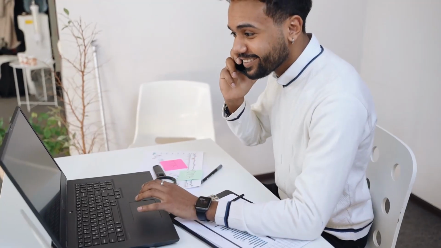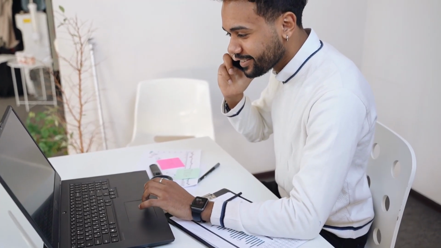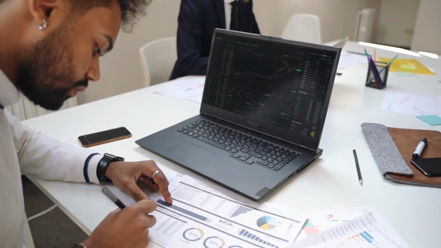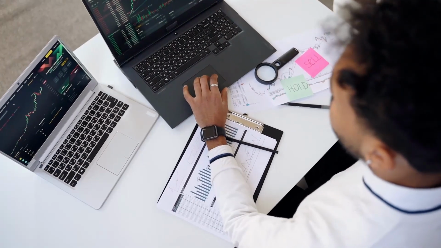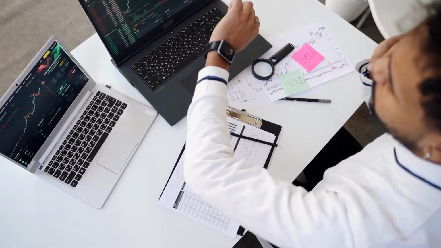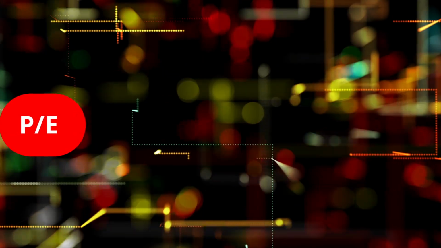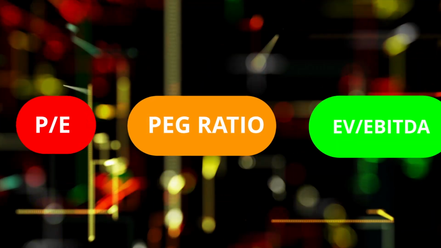Most investors make a fatal mistake. They look at a low P/E ratio, think they found a bargain, and hit the buy button. But months later, they're down 30%. Why? Because the P/E ratio is a trap if you don't know its blind spots. Today, I'm showing you the professional 3-step framework to find the real value of a stock. We are moving from the basic P/E to the growth-adjusted PEG, and finally to the ultimate debt detector, EV/EBITDA.